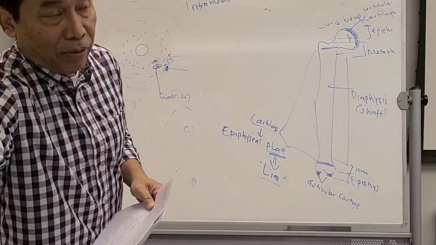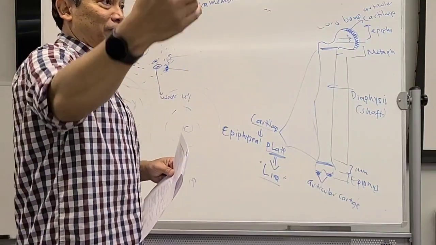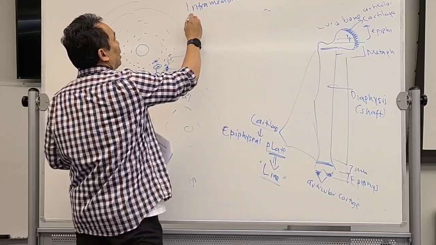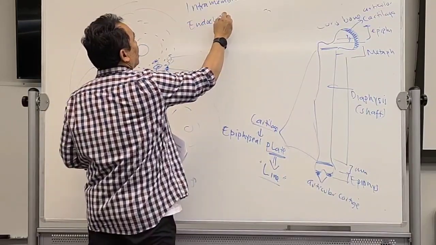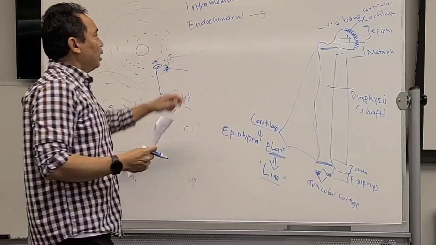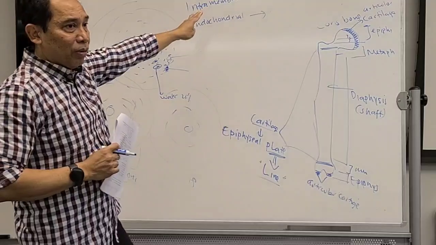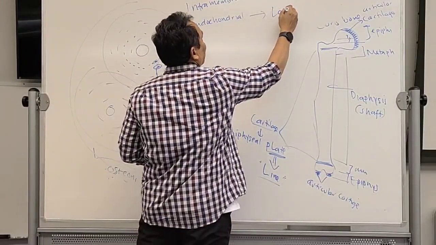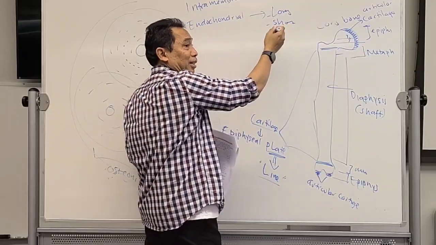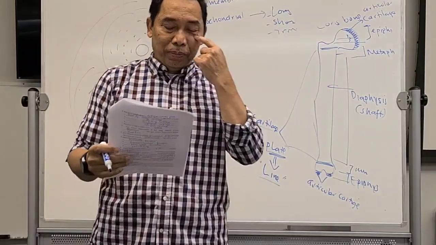If it starts with a template, which is the cartilage template, the process is called endochondral ossification. So other types of bone will be created through this endochondral ossification. What are those? Long bone, short bone. What is the other one? Irregular bone.